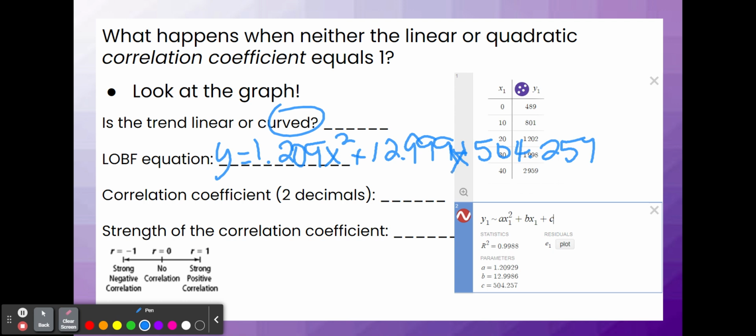Okay, and then the correlation coefficient to the nearest two decimals. It would actually round up to 1, but for the purposes of this, I don't think we wanted to put 1. So we'll put 0.99. What's the strength? We don't want to call it perfect because it's not exactly 1, so we're going to call it strong. If we rounded it, we'd say 1, but we're going to call this a strong positive correlation.